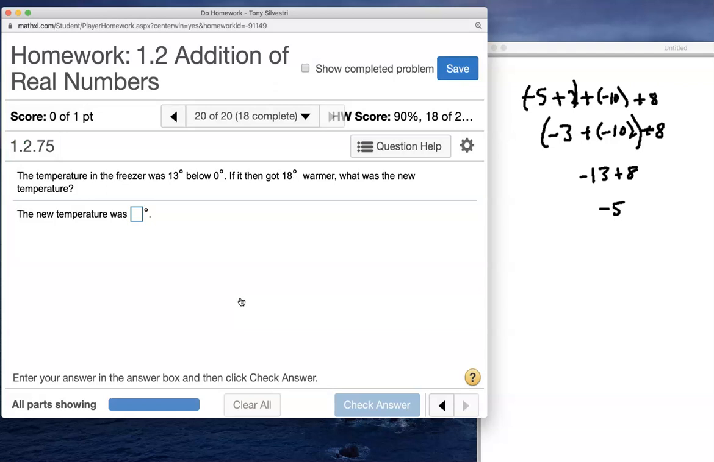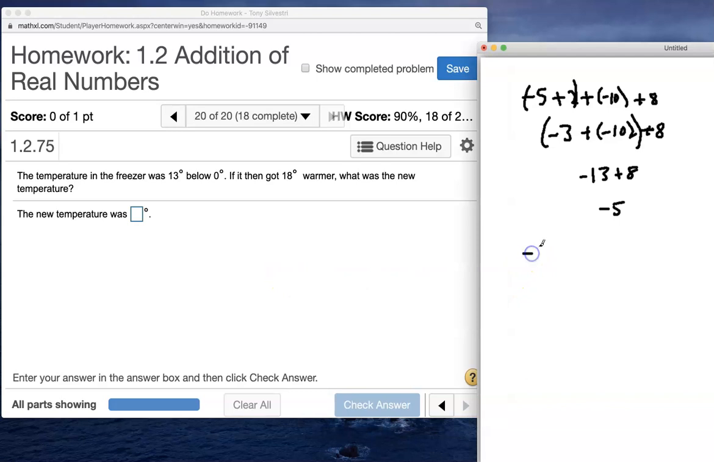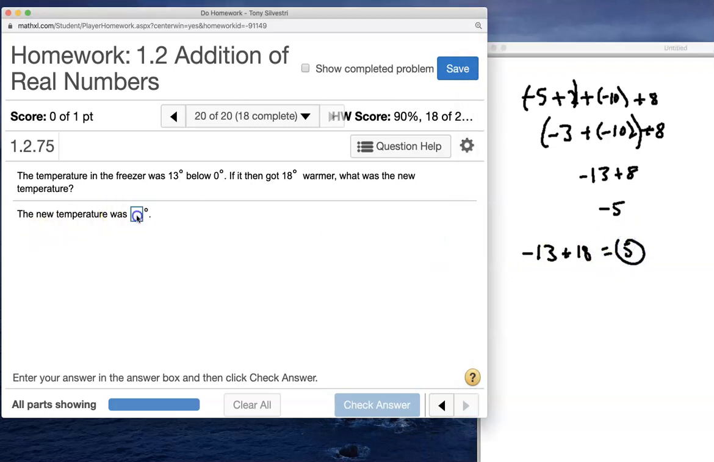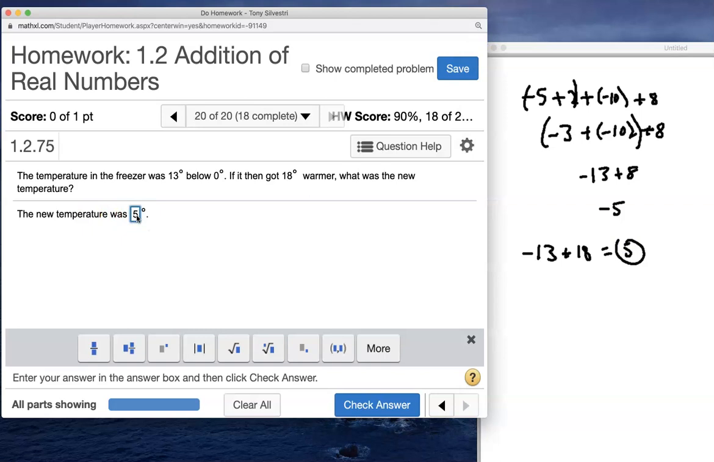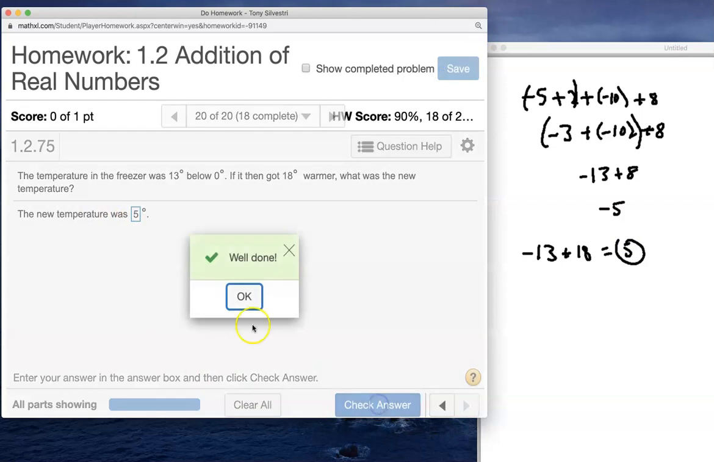Okay, temperature in the freezer was 13 below 0. Negative 13 below 0. Then it got 18 degrees warmer. What's the new temperature? Well, 13 below 0 would be minus 13. And then it got warmer, plus 18. The new temperature is 5 degrees. Check your answer. Well done.